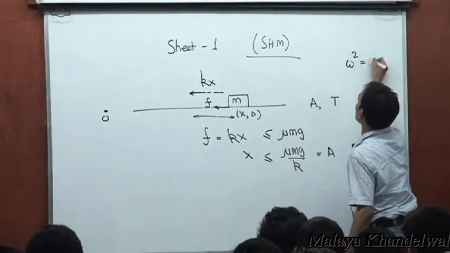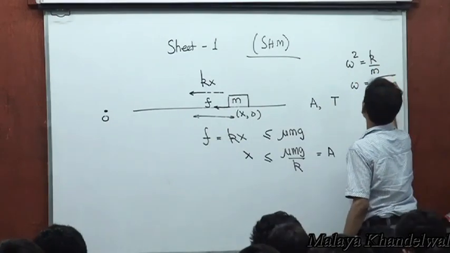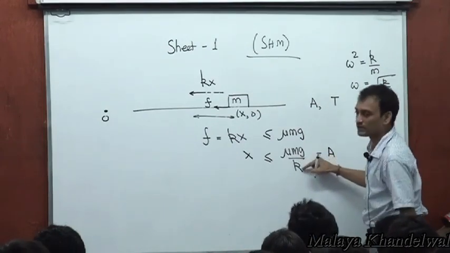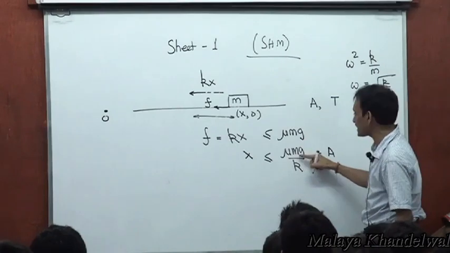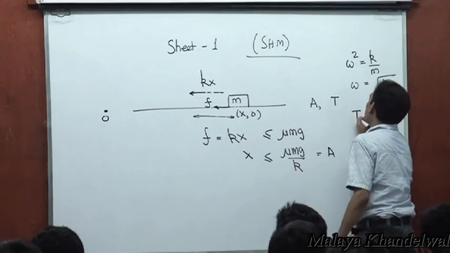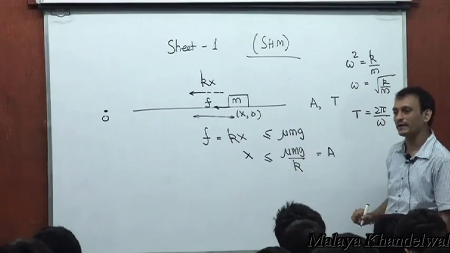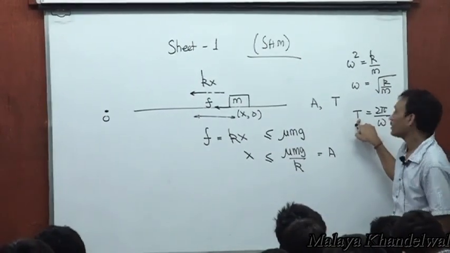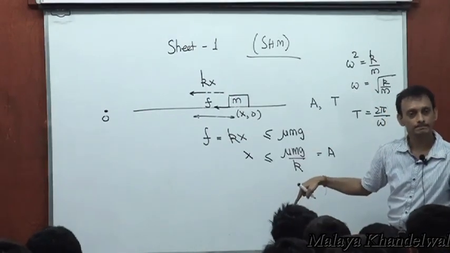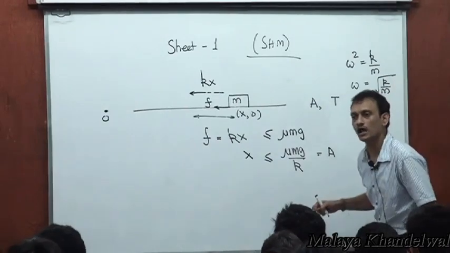omega squared is k by m, omega is root k by m, and so this k by m can be written as omega squared. The time period is going to be 2 pi by omega. So T is known to us, omega can be written as 2 pi by T, and so on and so forth, right? Can do. Is it clear?